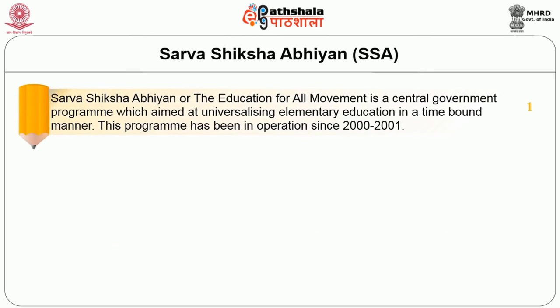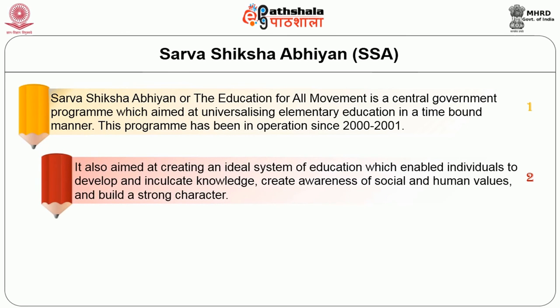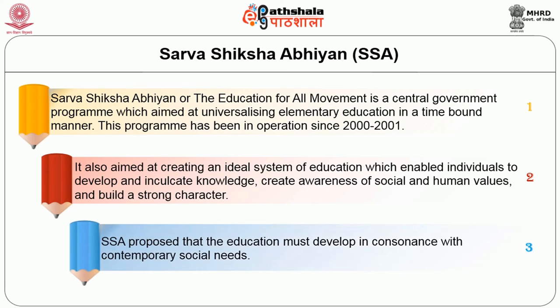Sarva Shiksha Abhiyan, or the Education for All movement, is a central government program which aimed at universalizing elementary education in a time-bound manner. This program has been in operation since 2000-2001. Sarva Shiksha Abhiyan aimed at creating an ideal system of education which enabled individuals to develop and inculcate knowledge, create awareness of social and human values, and build a strong character. This system proposed that education must develop in consensus with contemporary social needs.